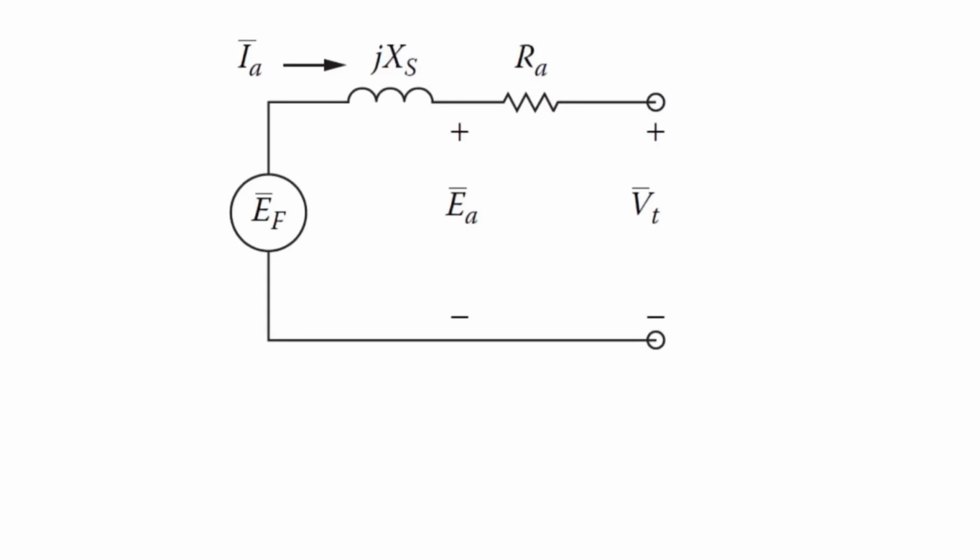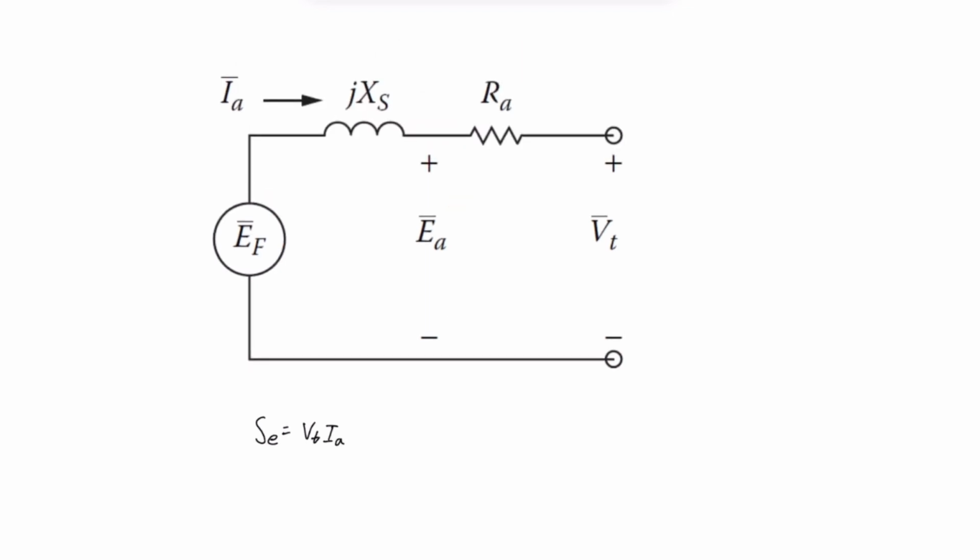So this is the equivalent circuit of a synchronous machine, and I will show you how to find the electrical power, both active and reactive. The electrical power that we want to find is on the right side here. The electrical power would therefore be S_E equal to the terminal voltage multiplied by the armature current. And this is a per phase equivalent circuit, which means that we need to multiply by 3.